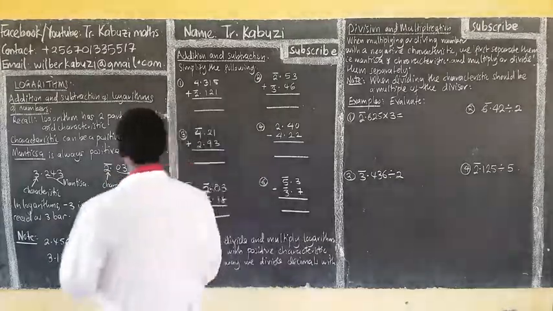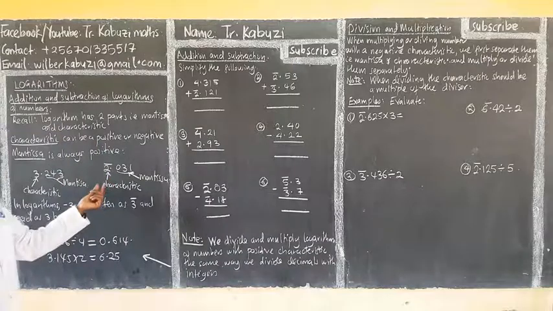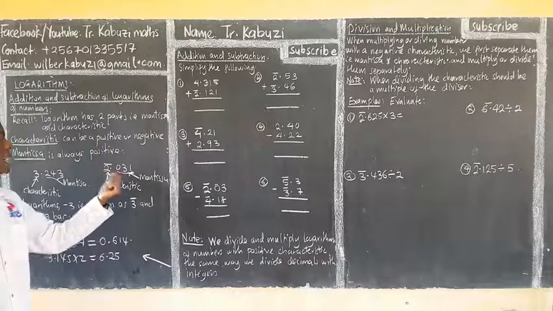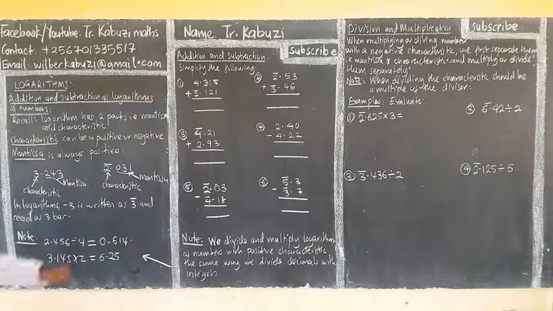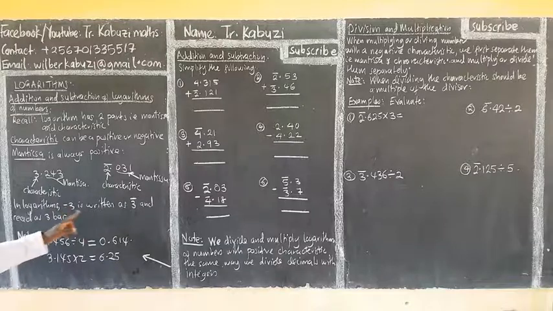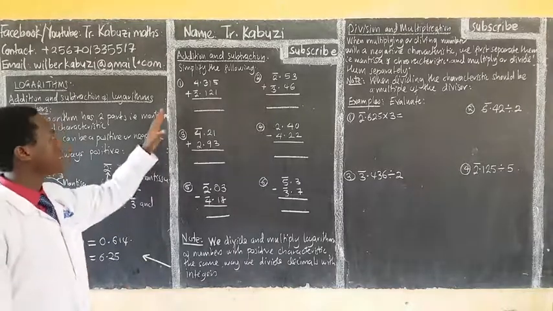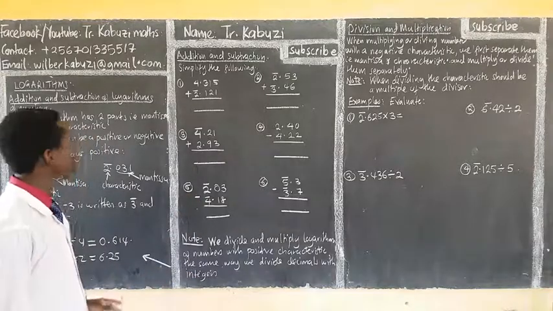Then this one is going to be our answer. So our characteristic here is this, and this is our answer. In logarithm, negative 3 is written as 3 bar and read as 3 bar. So instead of this, we write it as that. Then here, we are going to see these ones. We are going to come to this note after.